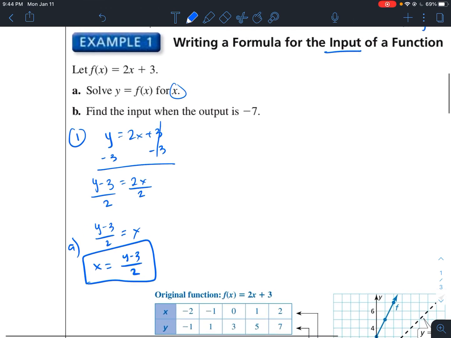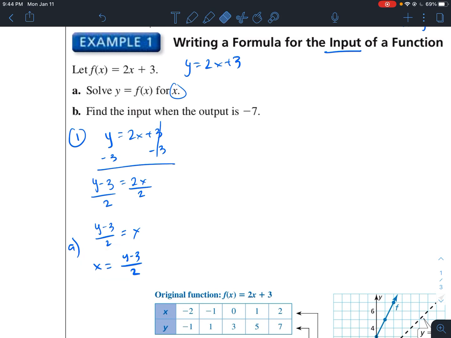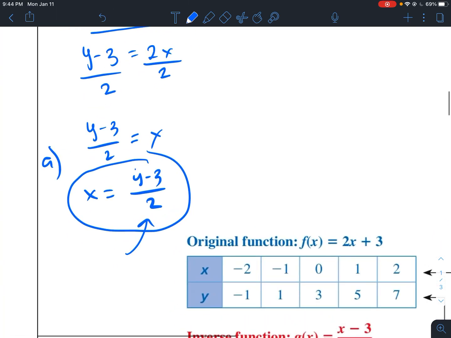Now you see here, y is equal to 2x plus 3. This is an equation that gives you the outputs. However, this equation down here that we just found in terms of x is an equation for the inputs. So basically, if we had a y value, we could use that y value and find the input. It's just the other way around, right?